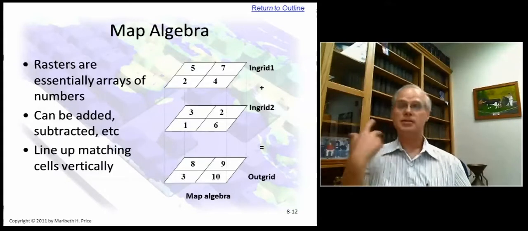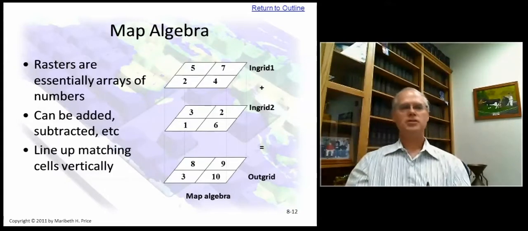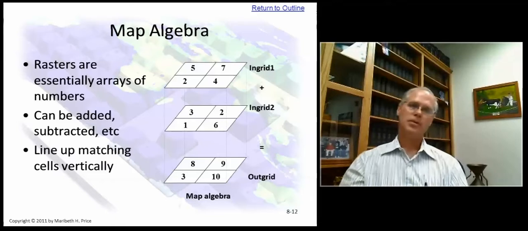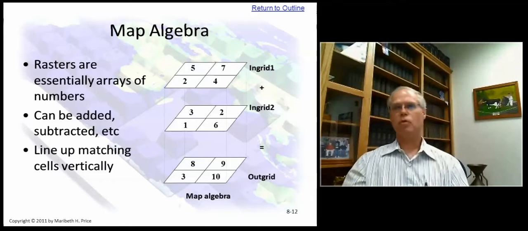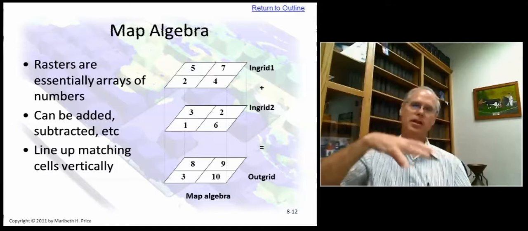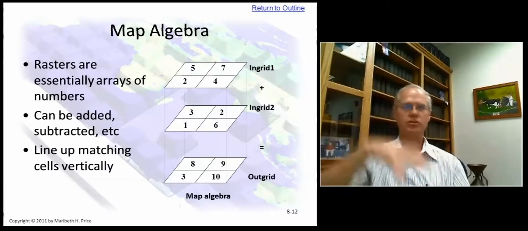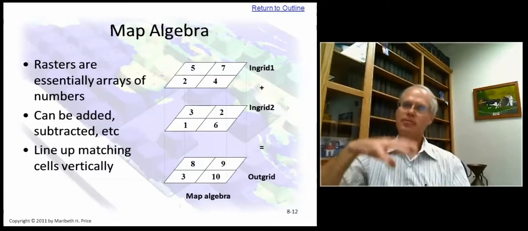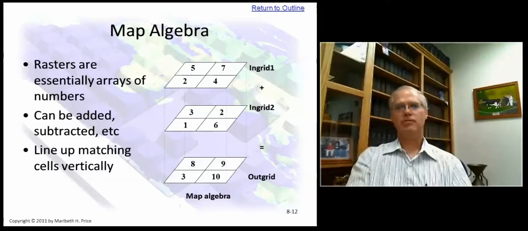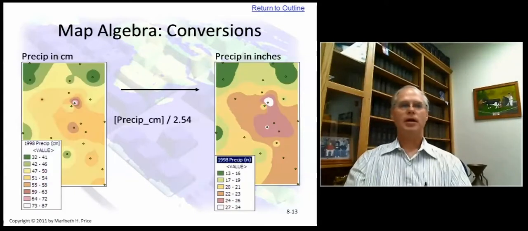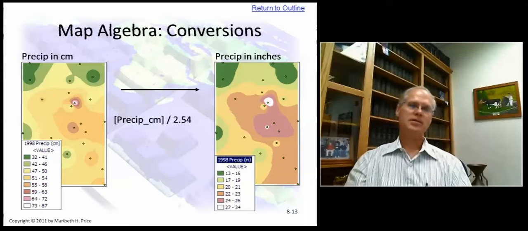Map algebra is something we're going to do with rasters. Essentially, they're just an array of numbers. You've got two grids there, input grid 1 and input grid 2. Line them up, match them vertically, and in this case we can add them. I don't know what they did in this example, but you can also subtract and multiply. There are a lot of different things you can do with map algebra depending on what results you want. Here's an example. I've got precipitation in centimeters on the left-hand side. All I do is multiply or divide that by 2.54, and then on the right-hand side it converts it to inches.